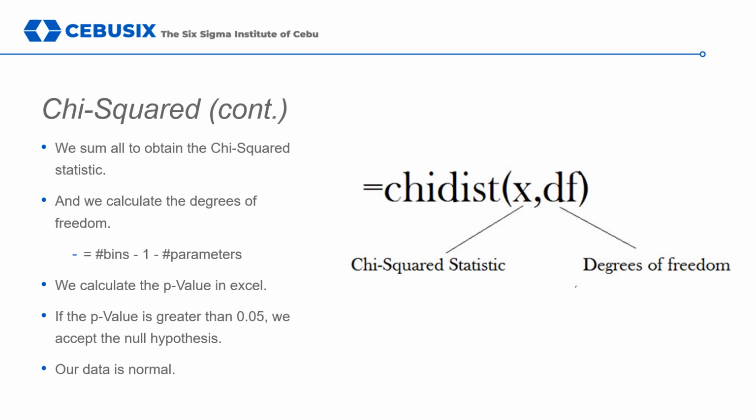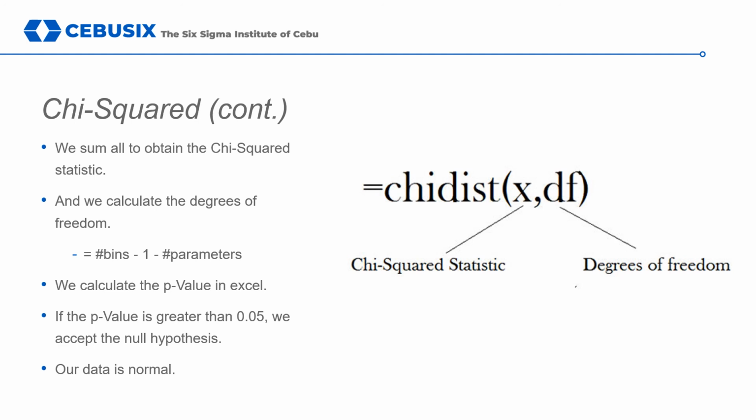But in order to find the p-value, we also need to calculate the degrees of freedom. The degrees of freedom are equal to the number of bins minus 1 minus the number of calculated parameters. In this example, we have 14 bins, and the total number of calculated parameters is 2, the mean and the standard deviation. So our degrees of freedom are 14 minus 1 minus 2, which equals 11.